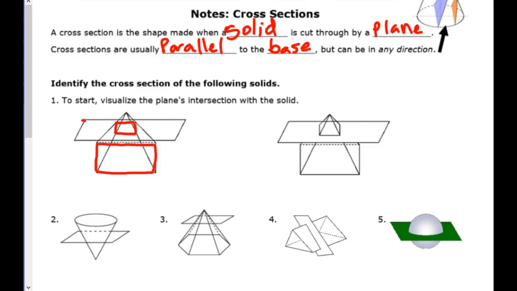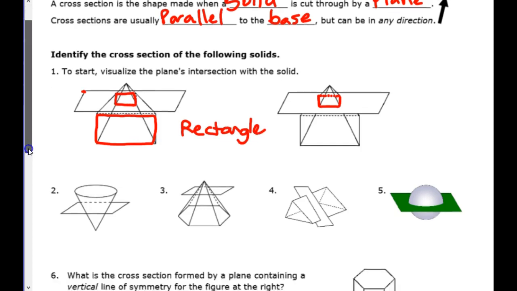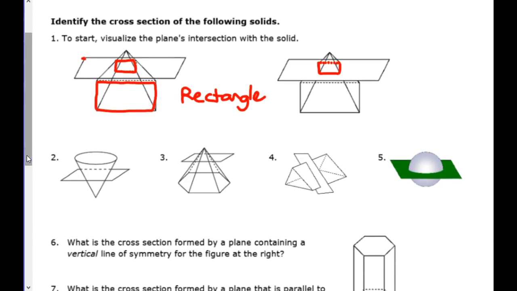Over here off to the right is the way it would look, kind of from above, without a transparent view. But you can see over here, when you cut it, it makes a rectangle, okay? So, rectangle. If they ask me, what is your cross section? I would say rectangle.